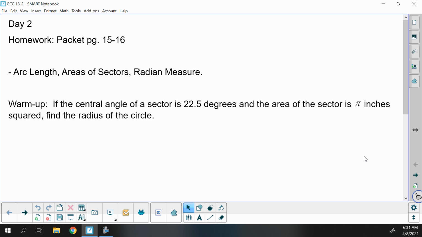Welcome to day 2. Homework is package page 15 and 16. We'll look at some more arc length and area of a sector today and also look at radian measure of angles. So we've got a warm-up.